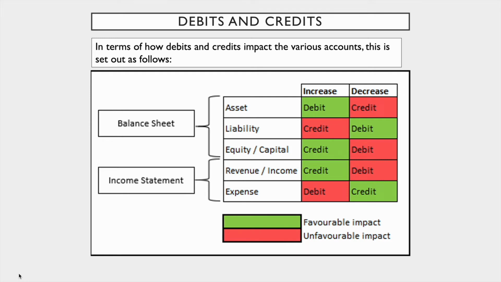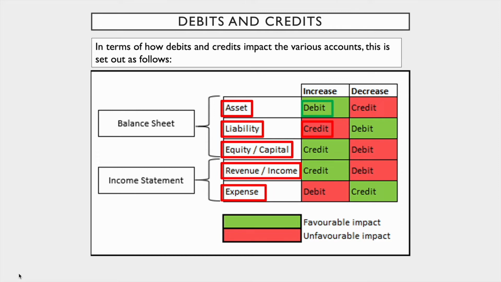So I'm just going to work through these now, starting with the balance sheet. In terms of debits and credits, a debit will increase an asset account. By contrast, where there's a liability, a credit increases the liability. So a credit to a liability account in the balance sheet increases that liability. And in terms of equity, that third component of the balance sheet, a credit to an equity account would represent an increase in equity from the business's perspective.